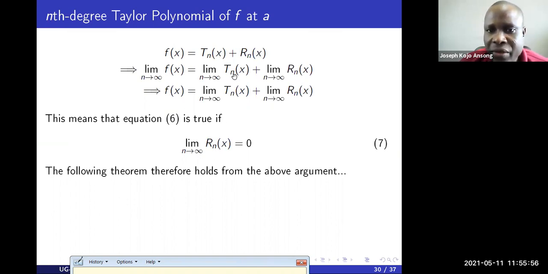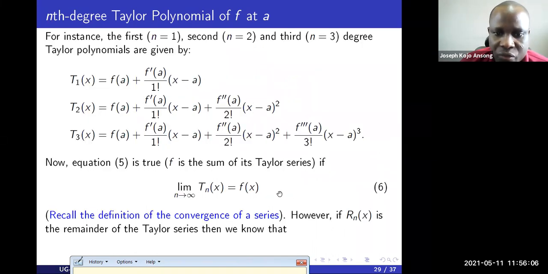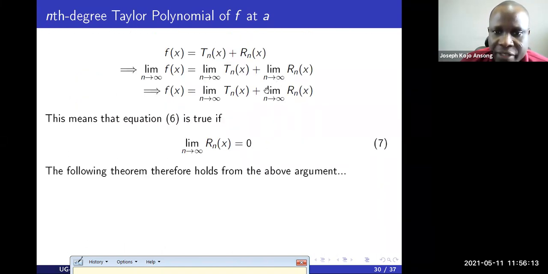So I take the limit as n goes to infinity. This has no n, so it remains as f of x. This is the same thing as here. This is this. Now, go back. This is what we want. We want the limit as n goes to infinity to be equal to f of x. But look at here. We still have this guy. If this guy goes to 0, then we have what we want. We're going to have the limit of this going to f of x.